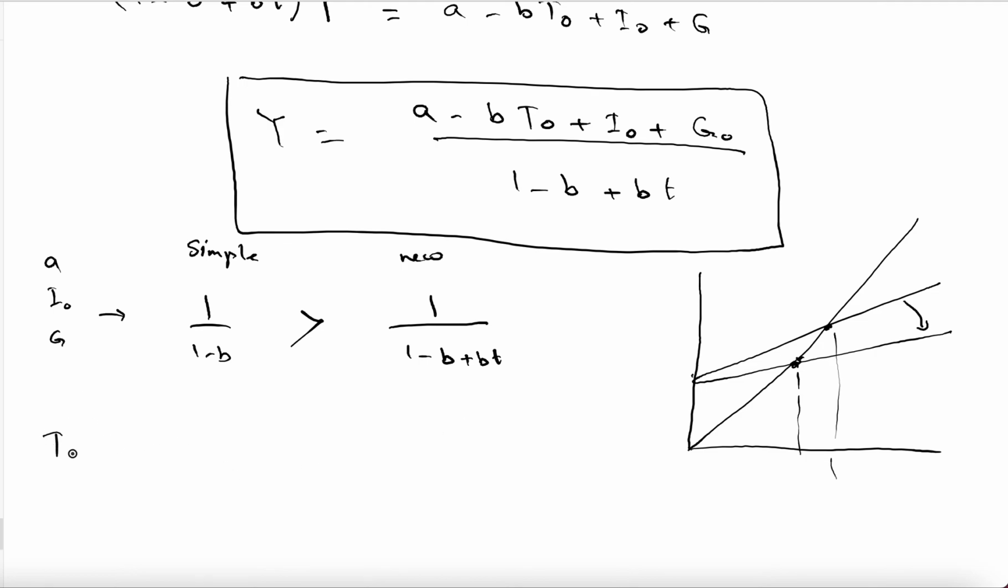How about the tax multiplier? If the lump sum tax is changing, before it was minus B over 1 minus B. This time it becomes minus B divided by (1 minus B plus B times the tax rate). Again, this is smaller than in the simple model. The simple model is an extreme case.